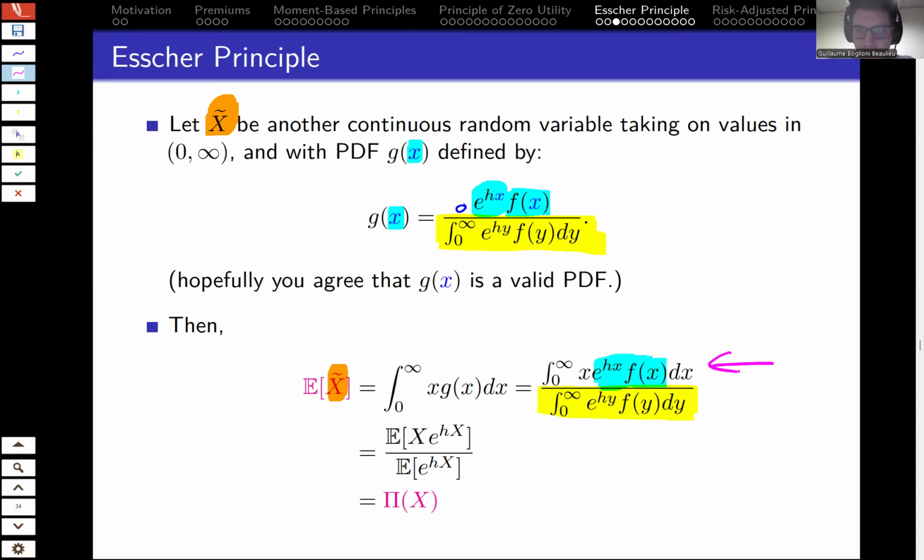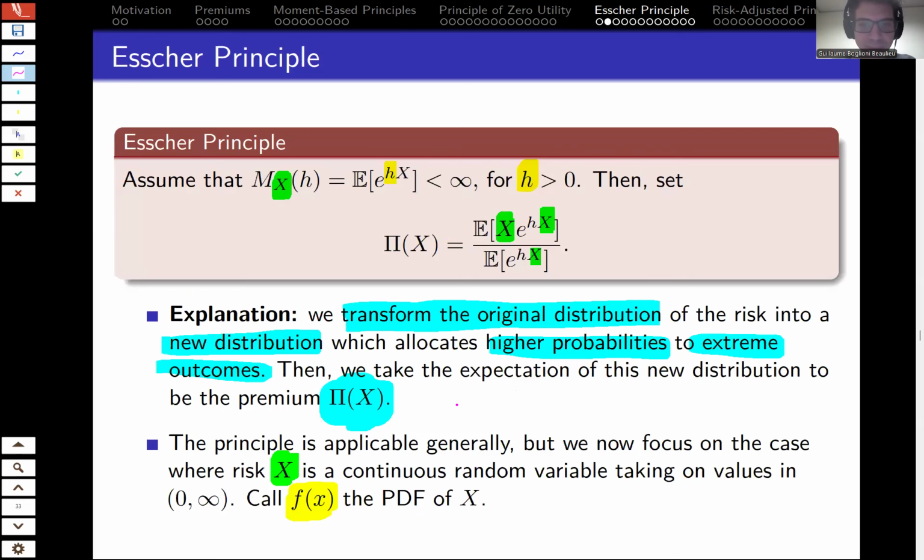But now look at what is on top. Now everything, you can see it as something times the density of X. So because you integrate on the whole support something times f(x), you can say it's the expected value of that thing where the random variable here is X. Well, yes, because this f is indeed the PDF of just X, the regular X, the initial X.